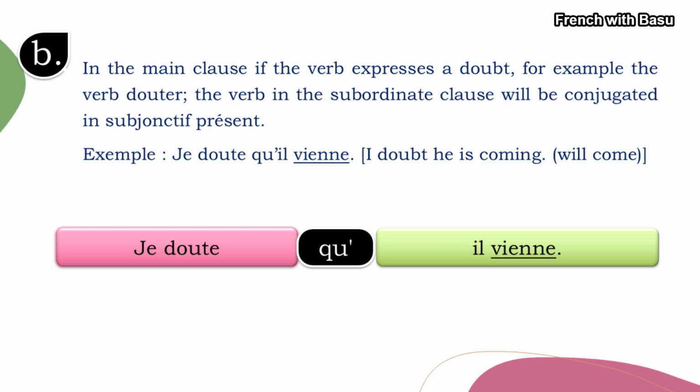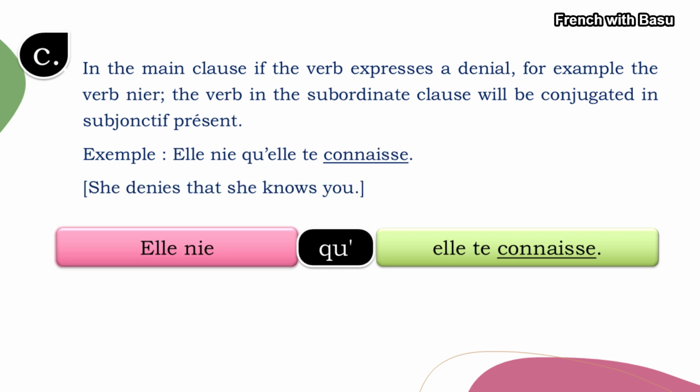B. In the main clause, if the verb expresses a doubt, for example, the verb douter, the verb in the subordinate clause will be conjugated in subjonctif présent. Je doute qu'il vienne. C. In the main clause, if the verb expresses a denial, for example, the verb nier, the verb in the subordinate clause will be conjugated in subjonctif présent. Elle nie qu'elle te connaisse.